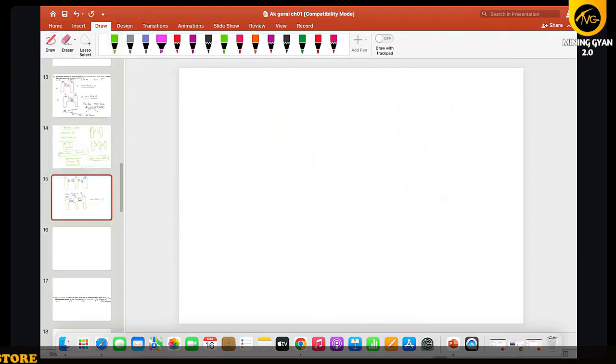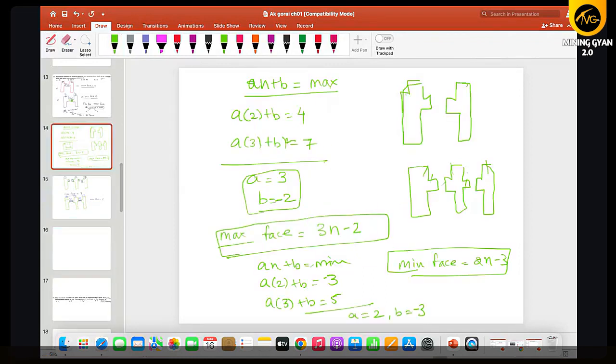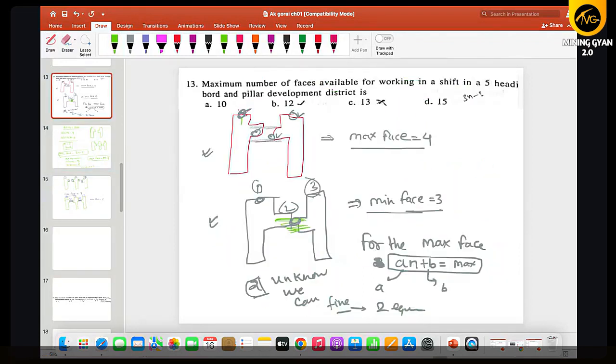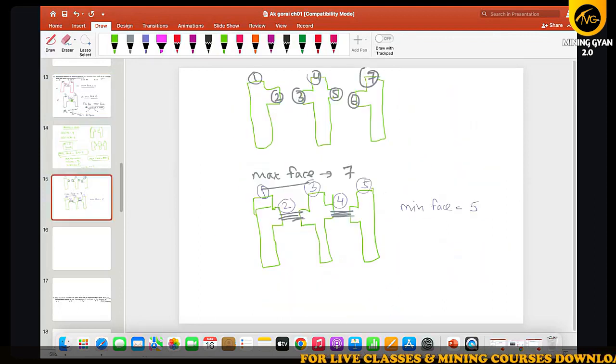So now we can find out the answer of this question. Yesterday I was wrong because one of my friends told me his rank was good, so that was my mistake. I should have researched it. Okay, now you have understood how to find out the maximum and the minimum.